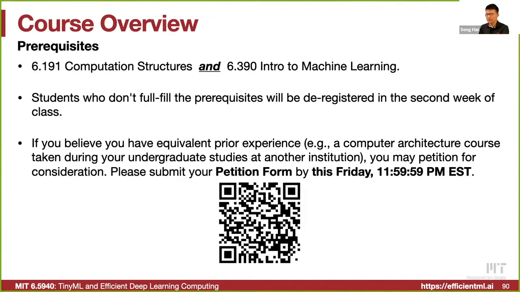The prerequisite is quite important. Students who don't fulfill the prerequisite will be deregistered in the 2nd week of the class. If you believe you have equivalent prior experience, including both computer architecture and machine learning, please make sure to send us a petition on this form. Make sure you take a photo of this form if you don't meet the prerequisites, and submit your petition form by this Friday, 11:49 p.m. Then our TAs will review these petitions, and students who don't fulfill the prerequisite will be deregistered next week.